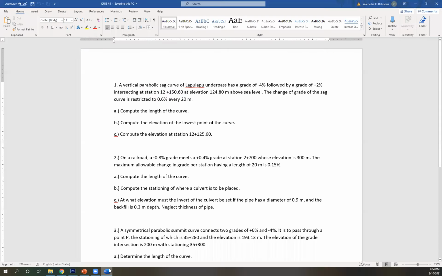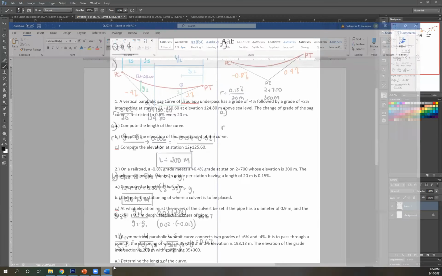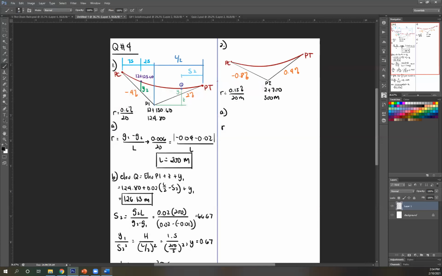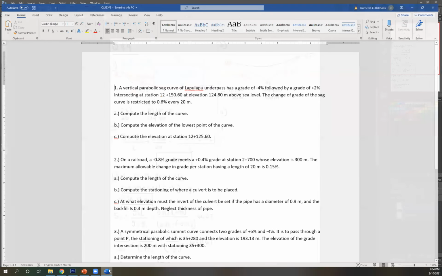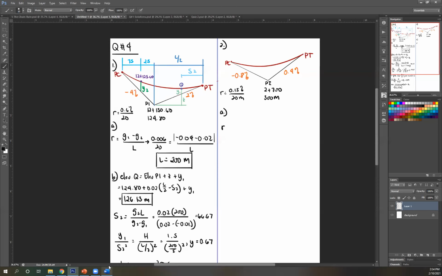Next, intersecting at 12 plus 150.60, and elevation of that is given as well, 124.80. Okay, that's it. So looking for elevation of lowest point. So if you look here, lowest point is here.